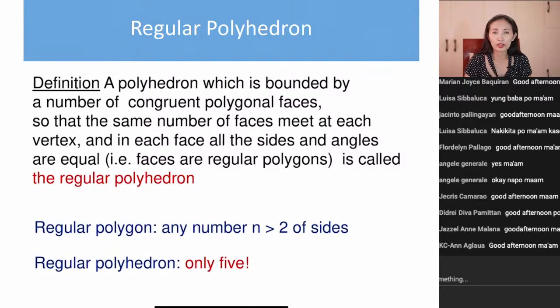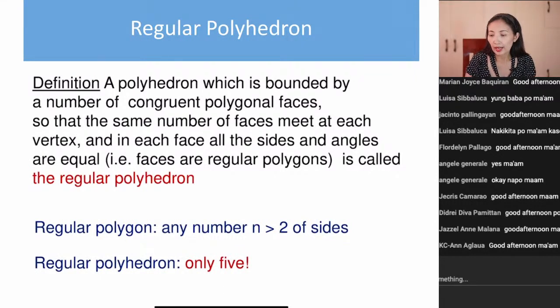A regular polygon has congruent sides and angles, just like your square. A square is a regular polygon. Your equilateral triangle is also a regular polygon. The sides are equal or congruent, and the angles are also congruent. So that makes it a regular polygon.